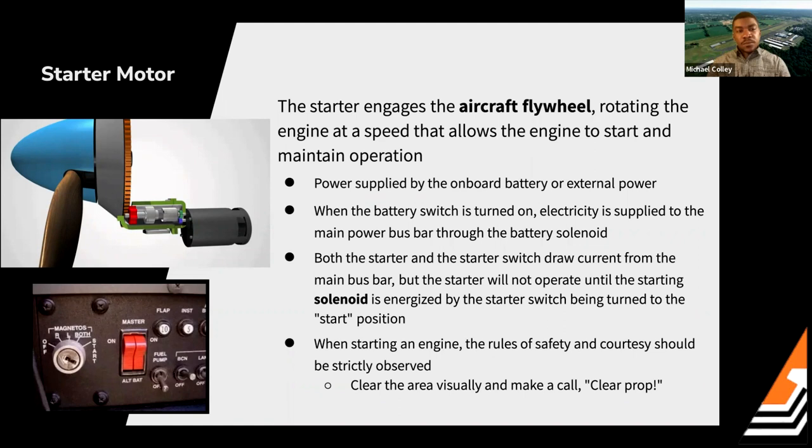If you turn the key to the right magneto and you don't see a drop, that would be an issue with the right. If you turn the key to the left and don't see a drop, that would be an issue with the left. So it's based off the indicators that you see. They make it very simple that way.